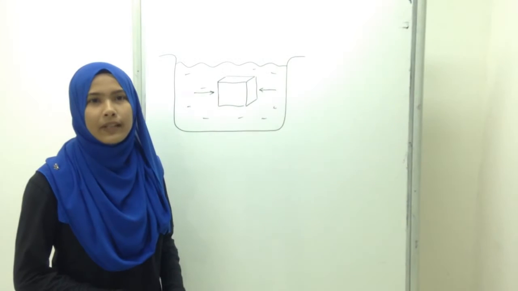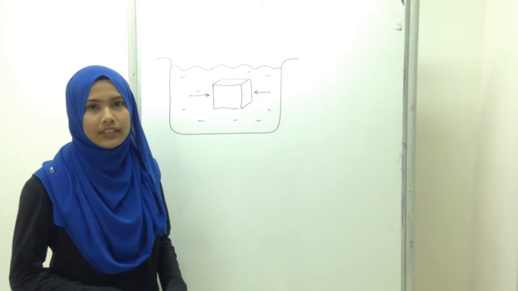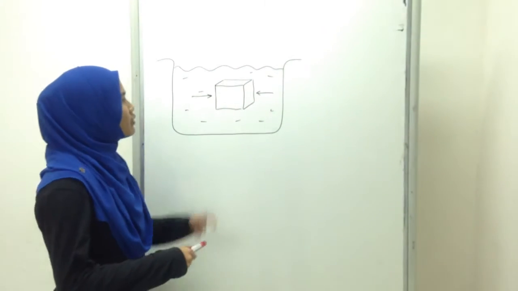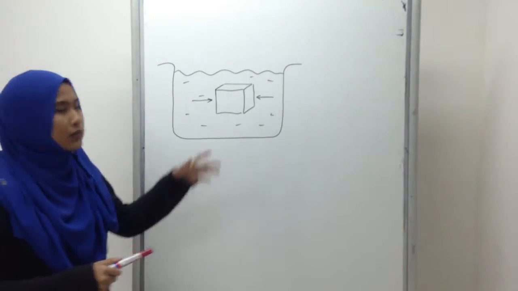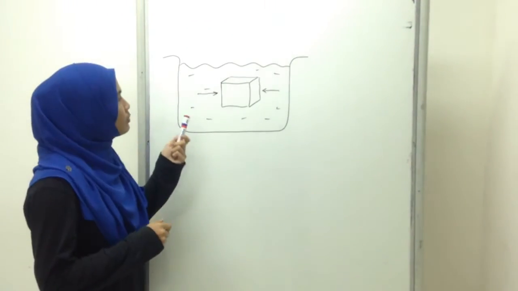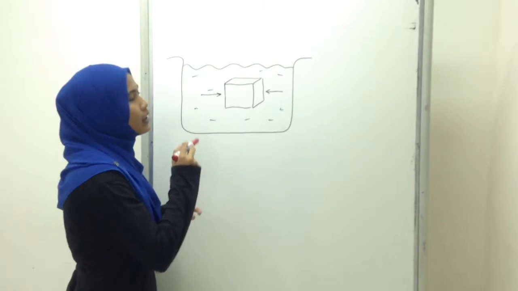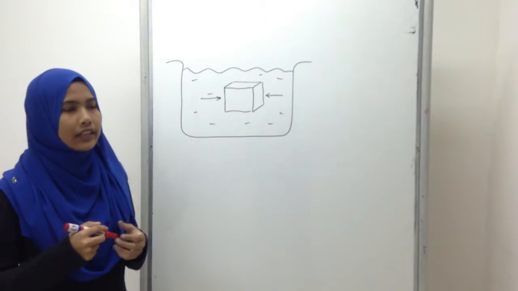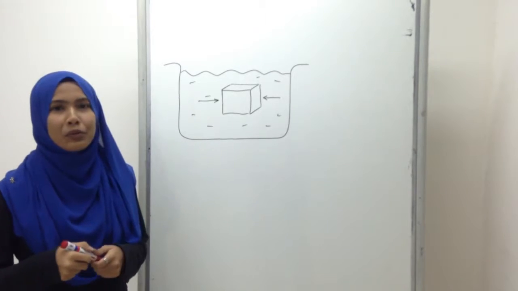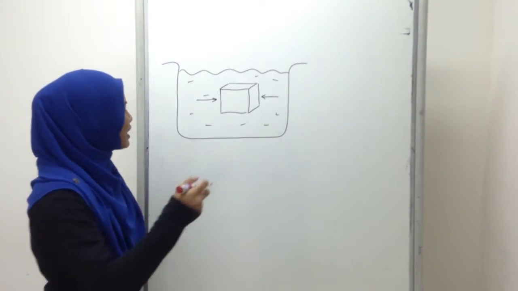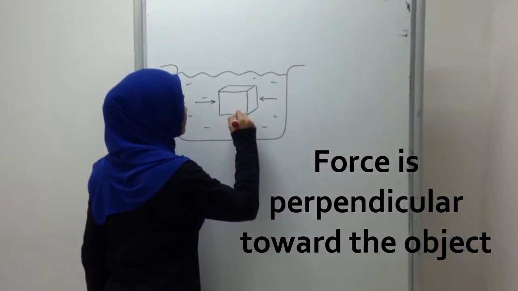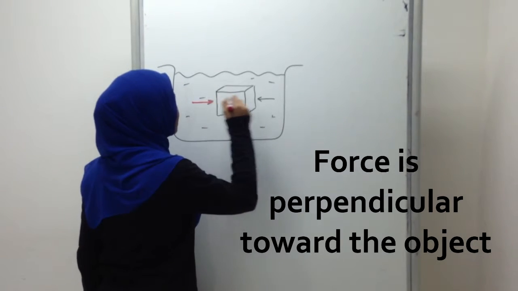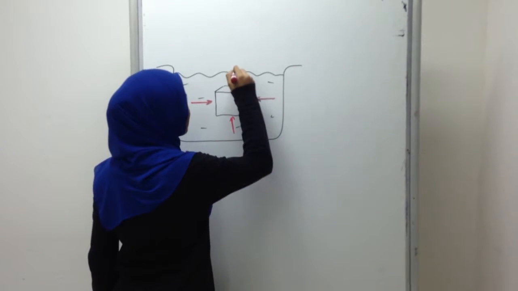I'm going to explain the variation of pressure with depth. As you can see here, there is a cube inside the bowl of water. Assume that the cube is in static equilibrium, which means the cube doesn't move. There is pressure acting towards the cube, which is a force perpendicular to the object.